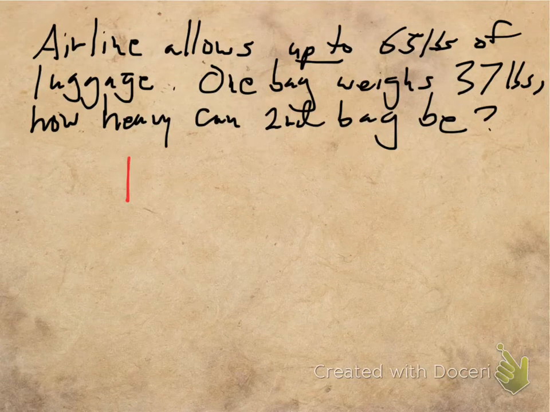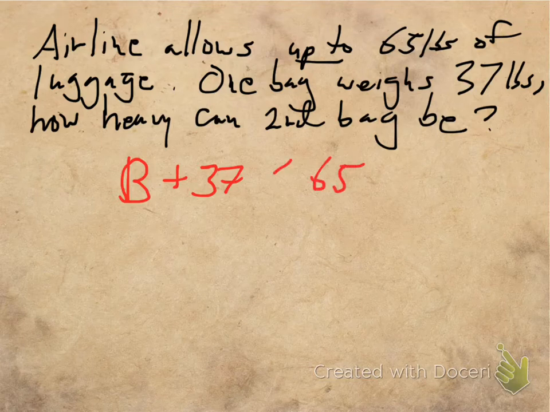All right, so we know that our bag, B, plus the 37 pounds that we already have has to be up to 65 pounds, which means it could be right up to or equal to 65. So that's basically what they're saying. Our 37-pound bag that we already have plus our new bag is going to be less than or equal to 65 pounds. Okay, once you got that, you solve it by subtracting 37 from both sides.